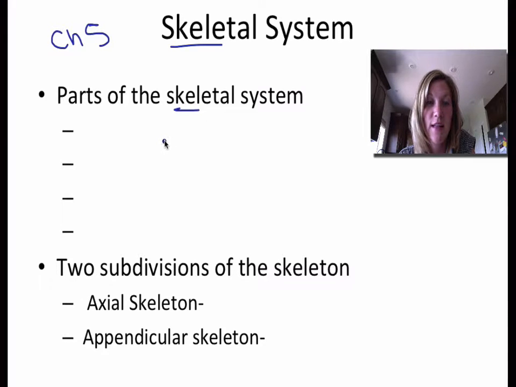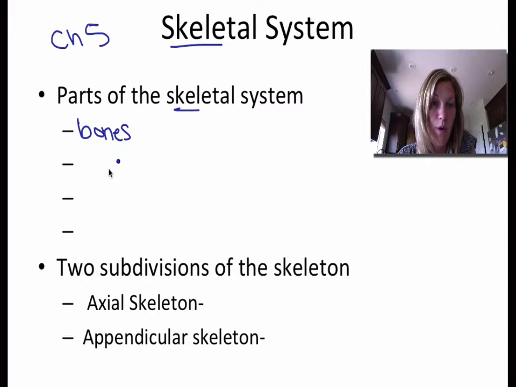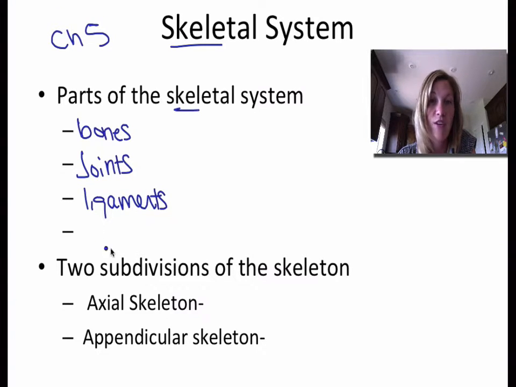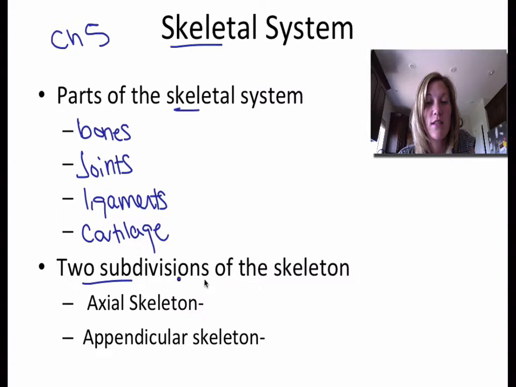The parts of the skeletal system include bone, so your bones, joints, ligaments, and cartilage. And the subdivisions of the skeletal system are made up of the axial skeleton and the appendicular skeleton.